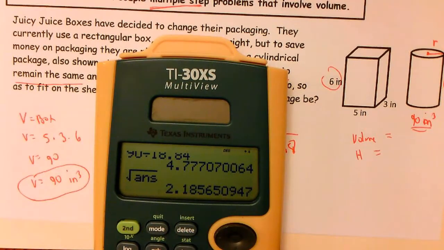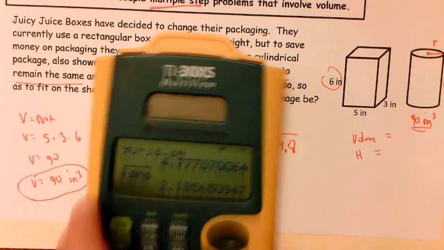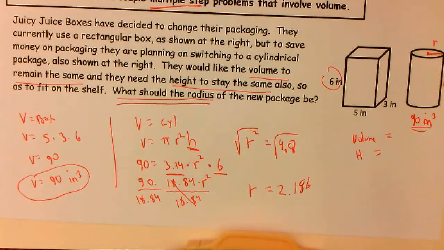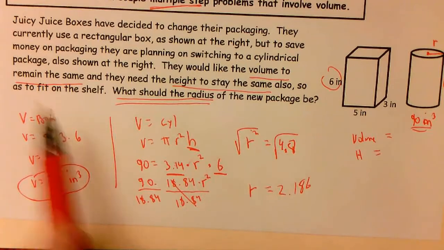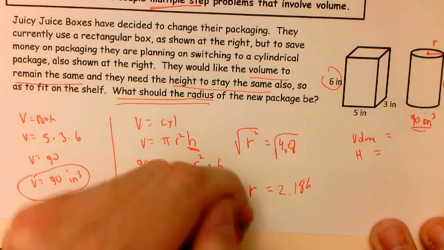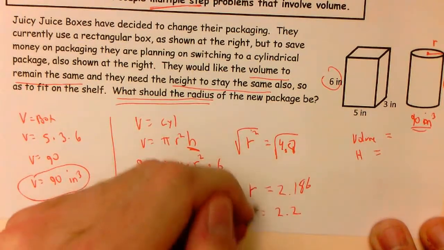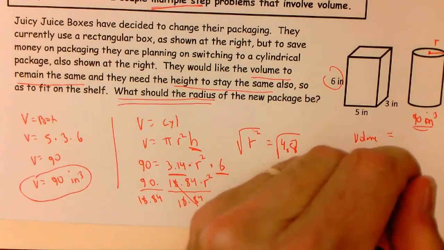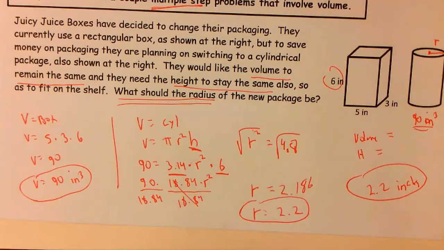And I get 2.1856. Let's just put 2.186. Now, I want to round this to the nearest tenth. I don't know if it said that in the problem or not, but if it didn't, it should have. What should the radius of the new package be? Well, I forgot to put it in there, but we're going to round this to the nearest tenth, which would make it 2.2, right? And I need the radius of the box to be 2.2 inches so that it will have the same volume.